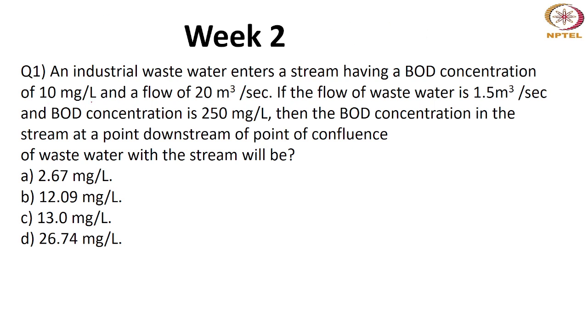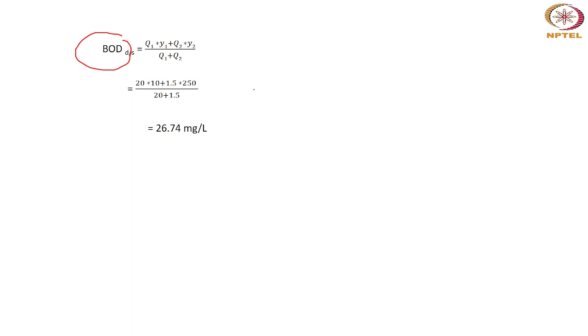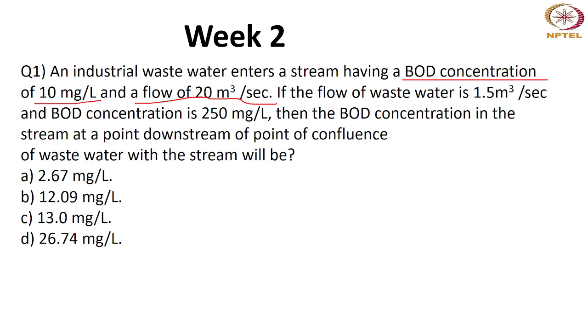How are we doing this, basically? This is 10 mg per liter of BOD concentration and a flow of 20 meter cube per second. So this is nothing but some mass balance. You know what it is called, a mass balance kind of thing. It's not difficult to understand if you just go by the concept. So this was the industrial wastewater, right? It was having the BOD concentration of 10 mg per liter and flow of 20 meter cube per second.